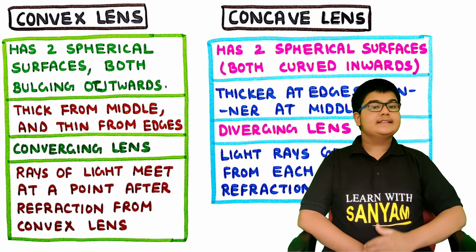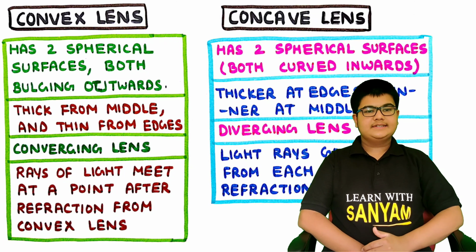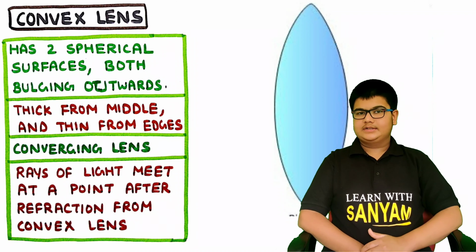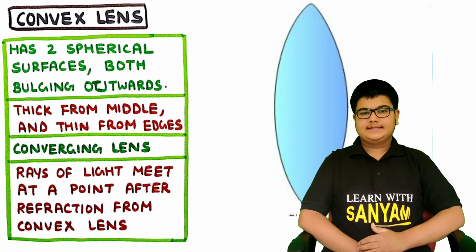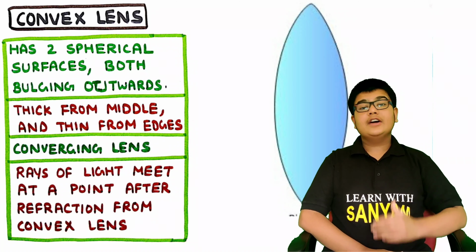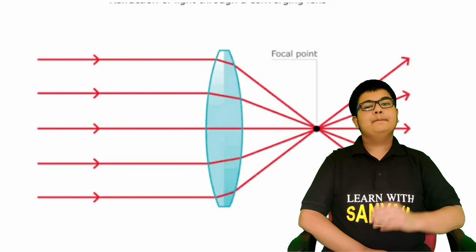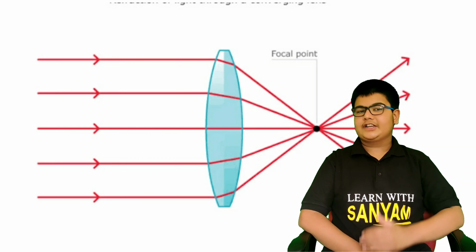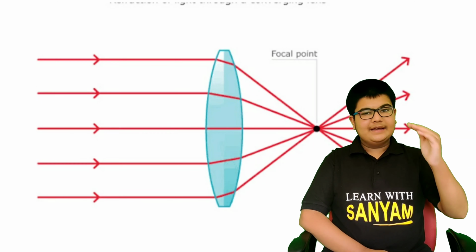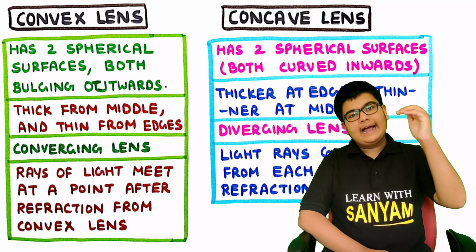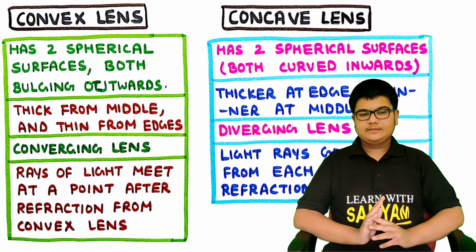First, let's discuss convex lens. It has two spherical surfaces, both bulging outwards. It is thick from the middle and thinner from the edges. It is a converging type of lens. This means that the rays of light meet at a point after refraction from the convex lens. So all the rays meet at one point, that is known as the focus of the convex lens.